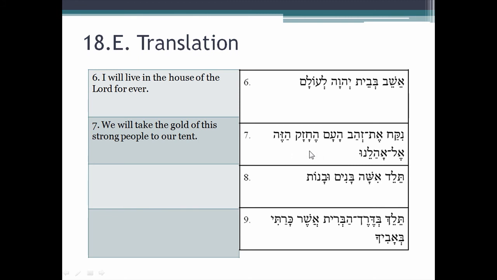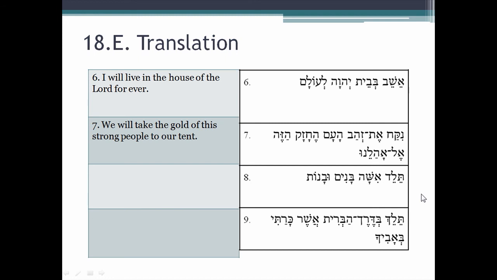We'll look at them closely. We have hachazak with a definite article. It's he because it's before the guttural chet. And we have hazeh, definite. So they're both definite, and the noun is definite. So they both go with the noun attributively, which is why we have the translation, this strong people. So we will take the gold of this strong people to our tent. It's a little tricky. There's a lot to think about there.